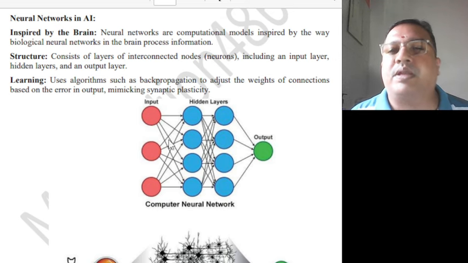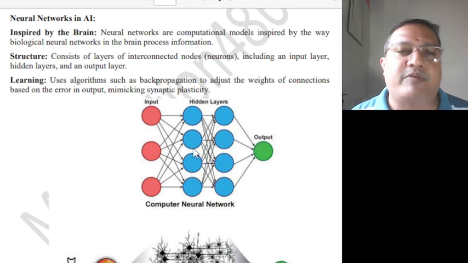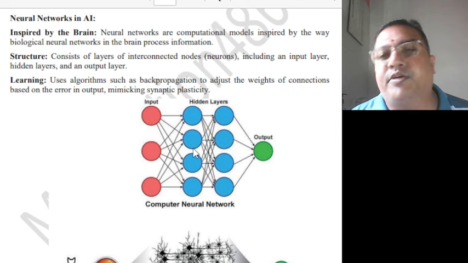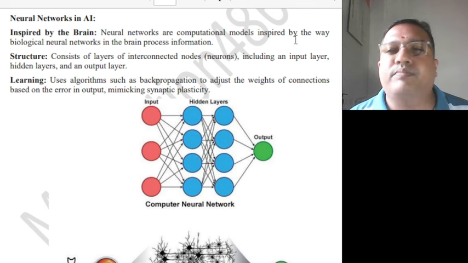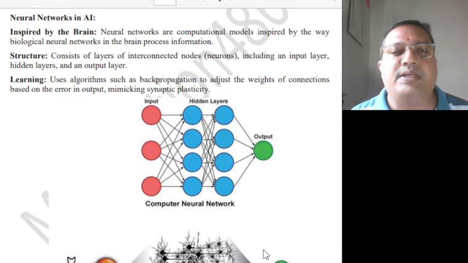Neural networks you might have studied in a higher semester, maybe fourth semester, where it was already introduced to you. The neural network is inspired by the biological network and how it works. So a comparison is given here.